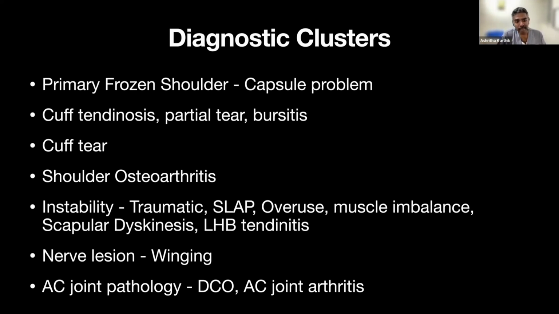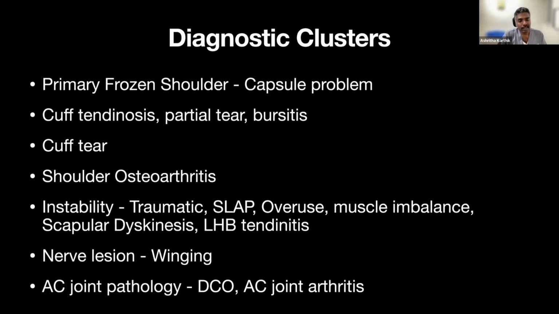Now then comes the instability group. That's where you have a little bit of confusion. It can be traumatic instability, it can be SLAP, it can be overuse, it can be multidirectional instability, it can be muscle imbalance, scapular dyskinesis, elongated biceps. All this I would like to group as the instability cluster, because all these diagnoses have some component of instability in them. There is a muscle imbalance which leads to instability, which is the cause of pain.